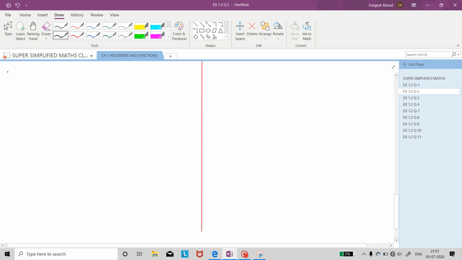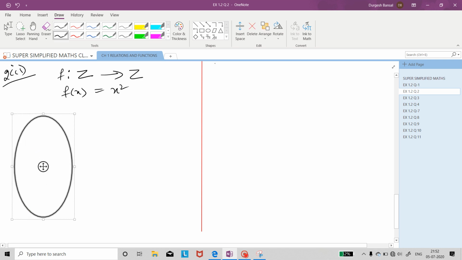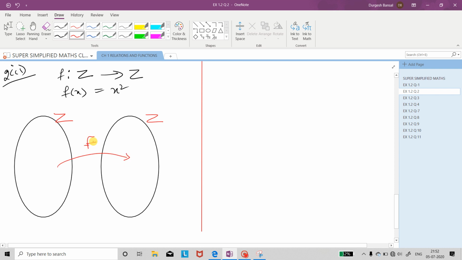Second part of question 2, exercise 1.2. f is a function from the set of integers to the set of integers, and f(x) is equal to x square. I have to check whether this is 1-1 onto or not. So it is always better to do this question diagrammatically. Things become clearer. This is the set of integers. This is also the set of integers. And what is f doing? f is mapping any element x to its square.